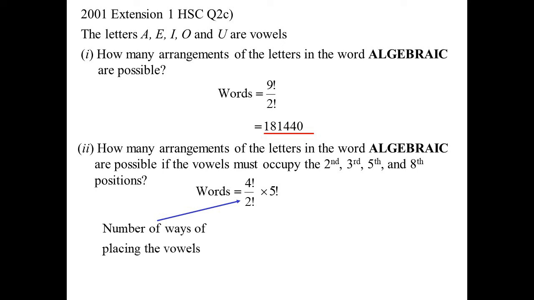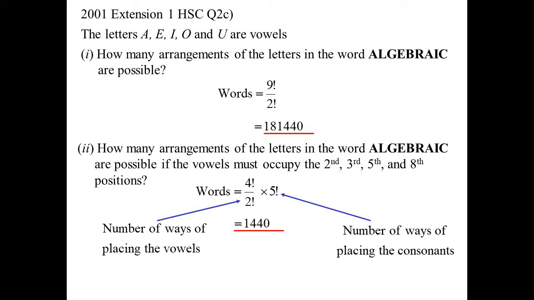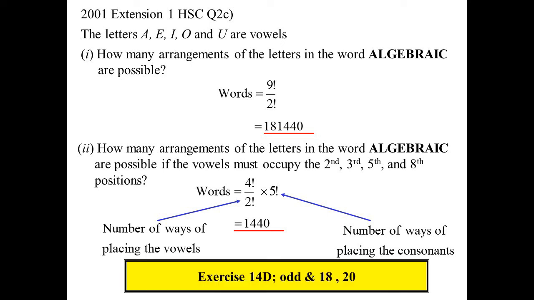The next thing we have to do is arrange the, they didn't give us that definition, did they? The consonants. And there's 5 of them, they're all different, so 5 factorial, giving us a total of 1,440 possible arrangements. Voila, just a quick bit of theory today. So we'll add those to our list of questions to look at.